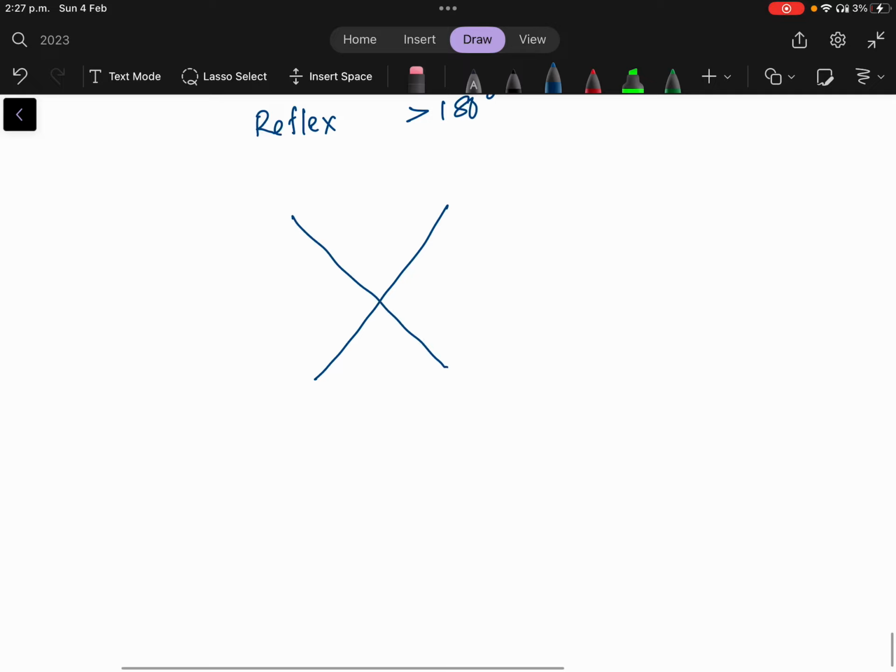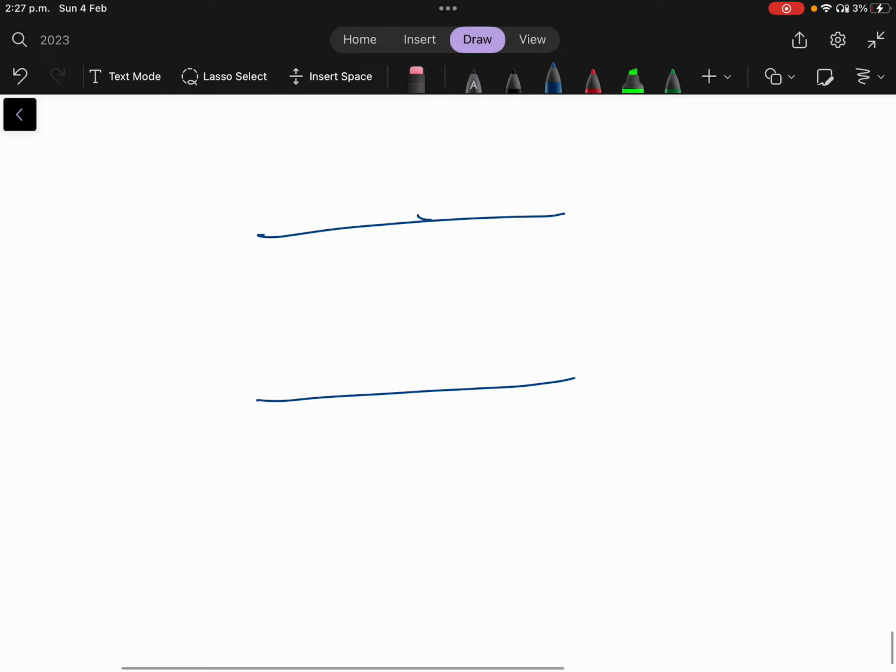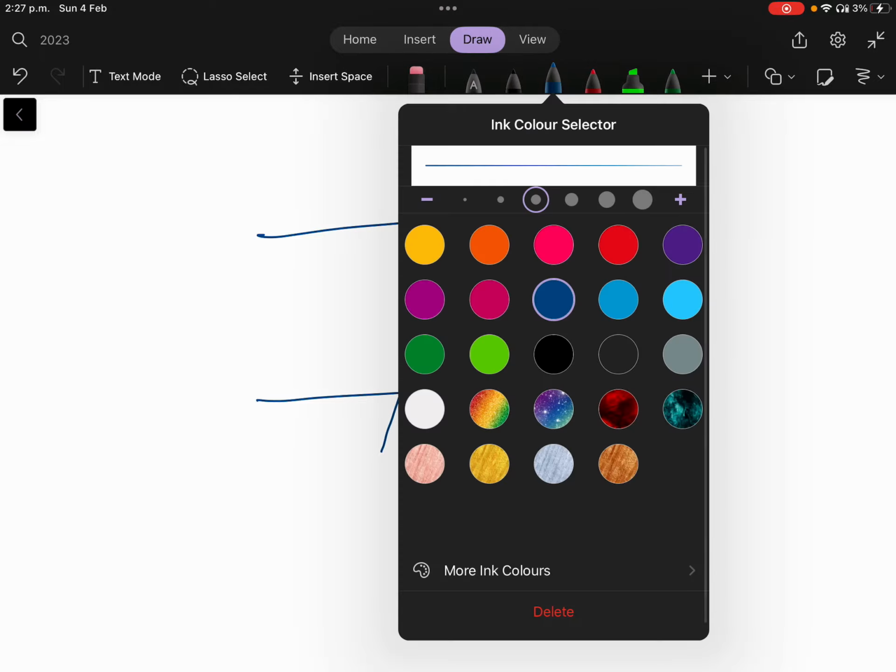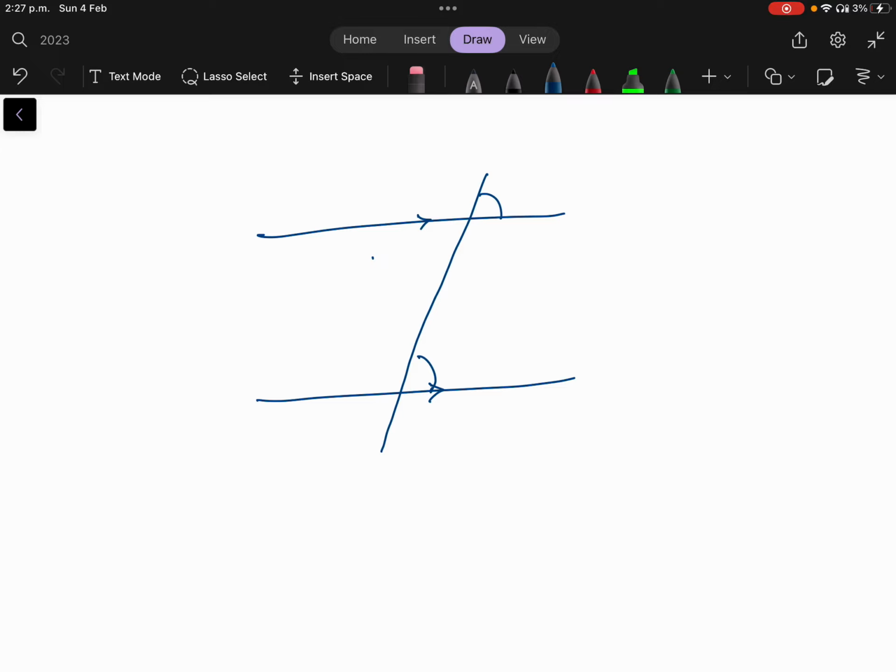If you have two lines crossing each other, this angle and this angle are called vertically opposite angles. And then if two parallel lines, which are always denoted by this, are cut by a transversal, which is a straight line, this angle and this angle, or this angle and this angle, are called corresponding angles. And these corresponding angles will always be equal.